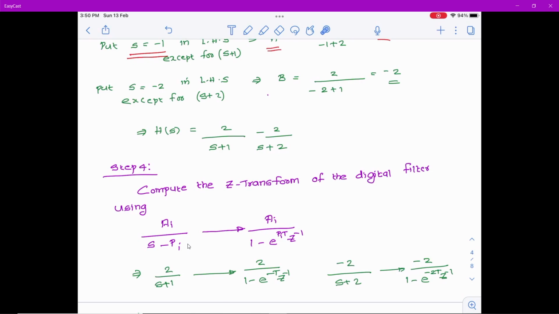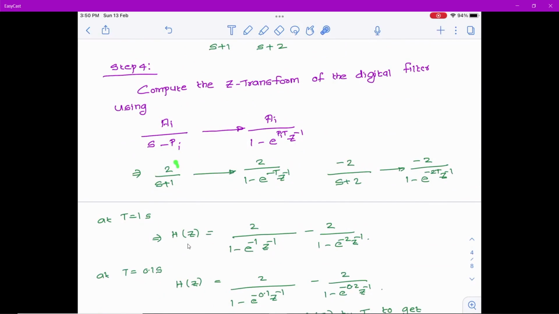So the transformation is: if your transfer function term is something like ai by s minus pi, the corresponding transformation is ai by 1 minus e raised to pi t z raised to minus 1. So 2 by s plus 1 will become 2 by 1 minus e raised to minus t z raised to minus 1, and minus 2 by s plus 2 will become minus 2 divided by 1 minus e raised to minus 2t z raised to minus 1. You just apply this, that's all.